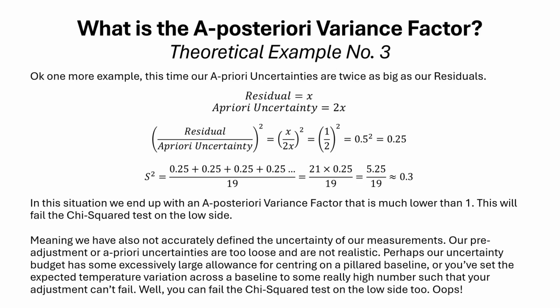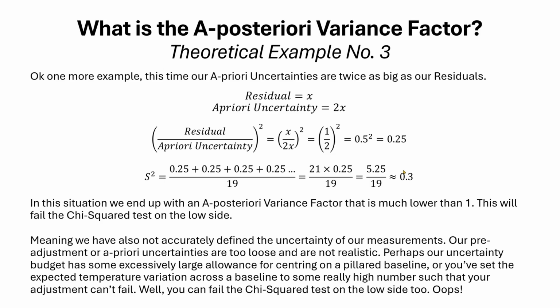Okay, so situation number 3. In this example, our a priori uncertainties are going to be twice as big as our residuals. So residuals are equal to x, and a priori uncertainty is equal to 2x. It's going to look much the same here. x divided by 2x is 1 on 2, so 0.5. When you square that, you get 0.25. So then you have 0.25, 0.25, on and on, 21 observations of 0.25, divided by the degrees of freedom. 5.25 divided by 19 is equal to about 0.3. So in this situation, we end up with an a posteriori variance factor that is much lower than 1.